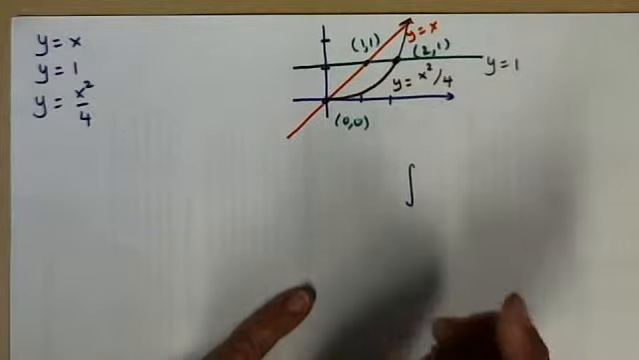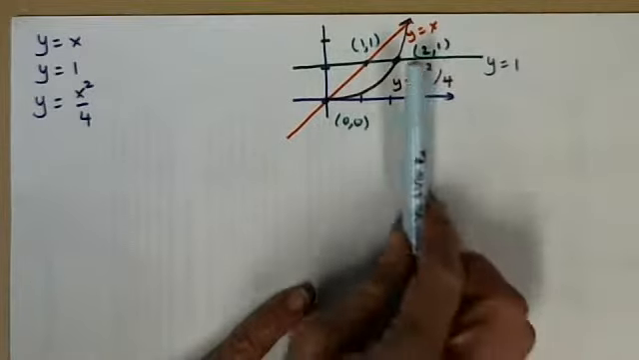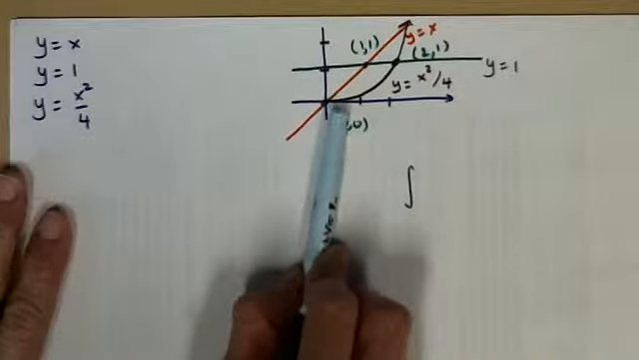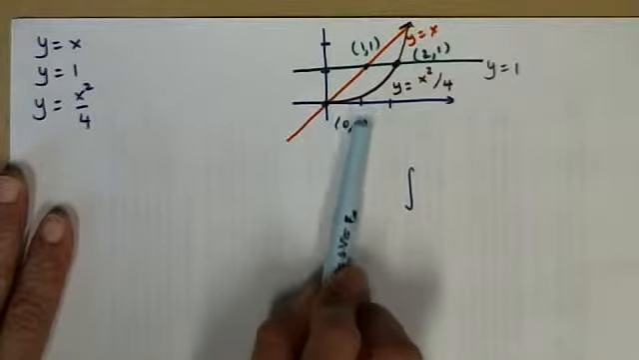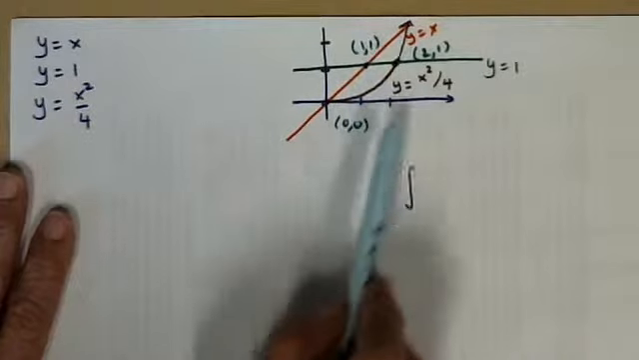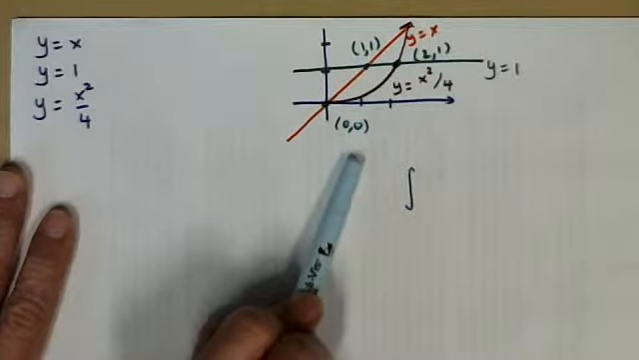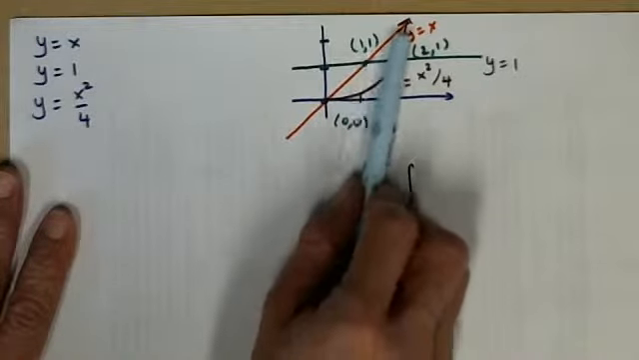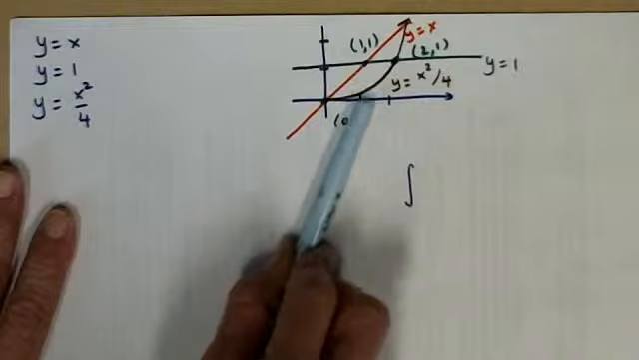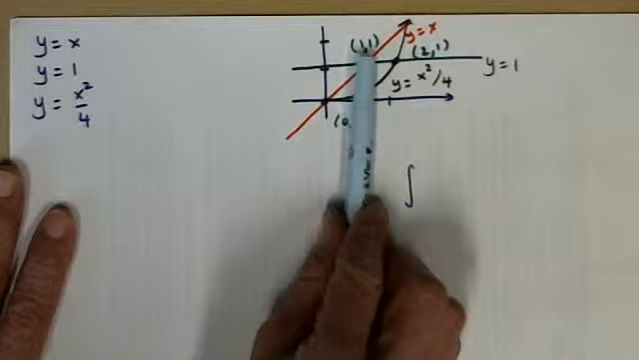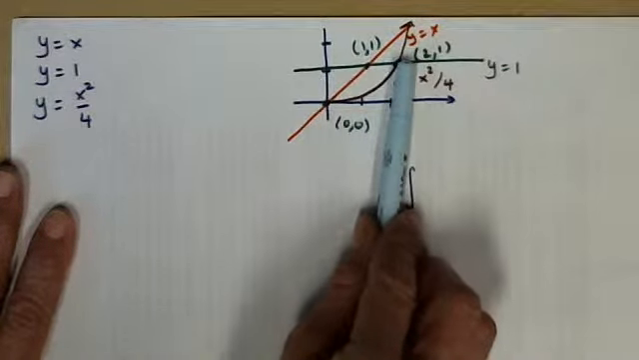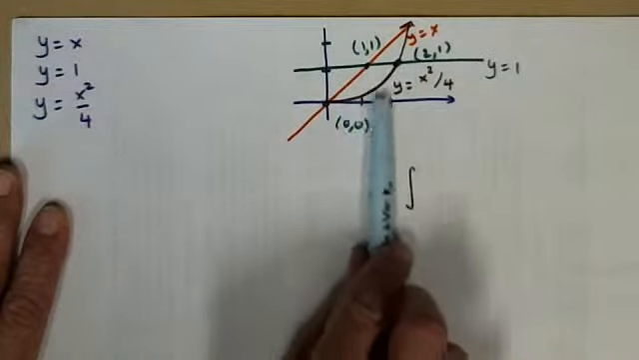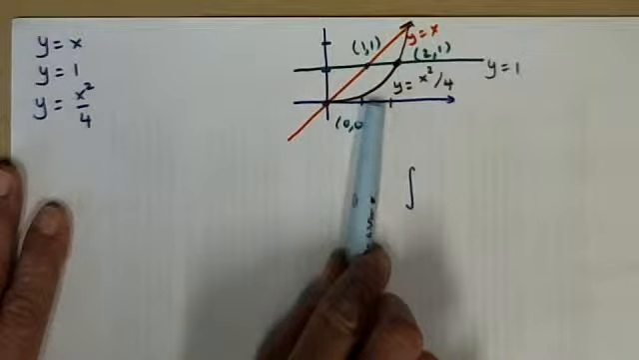If you look at the ways that we could potentially draw our rectangles, we could do vertical. Something happens though. Notice your vertical rectangles between 0 and 1. You might want to verify all of your intersection points there. Between 0 and 1, the top function is the line y equals x, and the bottom function is y equals x squared over 4. But between x equals 1 and x equals 2, the top function is y equals 1, and the bottom function is y equals x squared over 4.